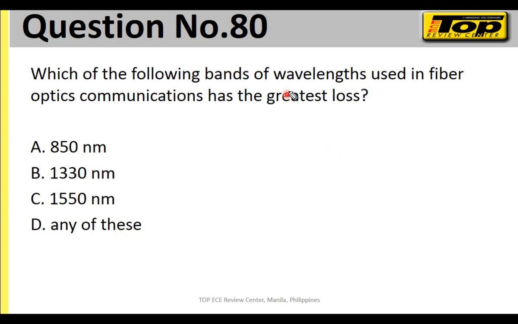Next, number 80. Which of the following bands of wavelengths used in fiber optics communication has the greater loss? 1,550 nanometer has the least attenuation. Ang may pinakamalaking loss ay 850 nanometers. Letter A is the correct answer.